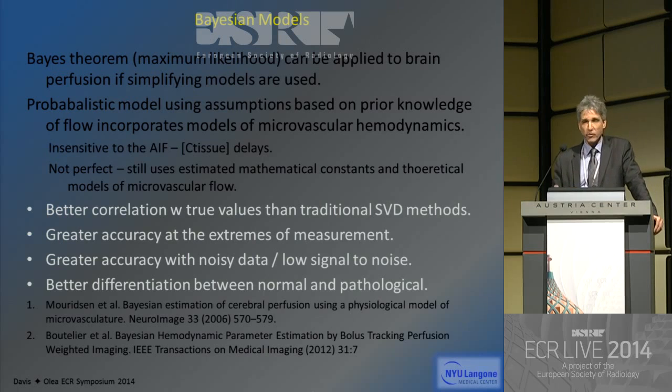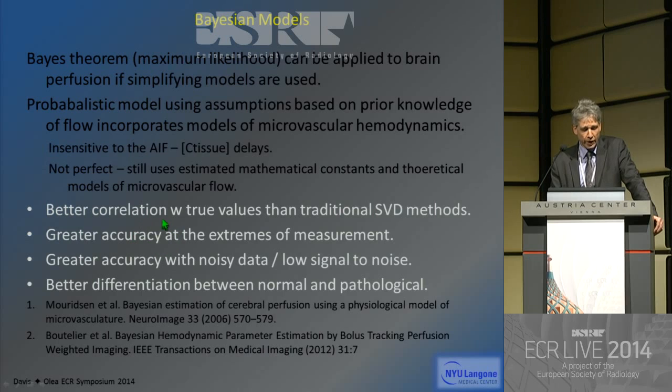Bayes' theorem is a maximum likelihood theorem. It's a probabilistic method, and it uses assumptions based on prior knowledge of flow as well as models of microvasculature. And the best thing about Bayesian models is that they're insensitive to that AIF, arterial input function, tissue concentration delay, and they're more accurate at low signal to noise. So, Bayesian models have a better correlation with true values than traditional singular value deconvolution.